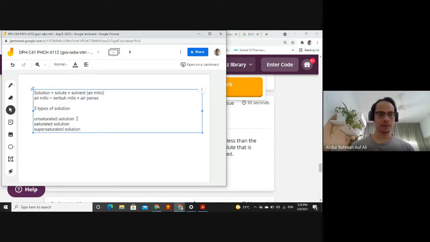Apakah maksud unsaturated? Mana dia ni? Okay, apakah maksud unsaturated solution?